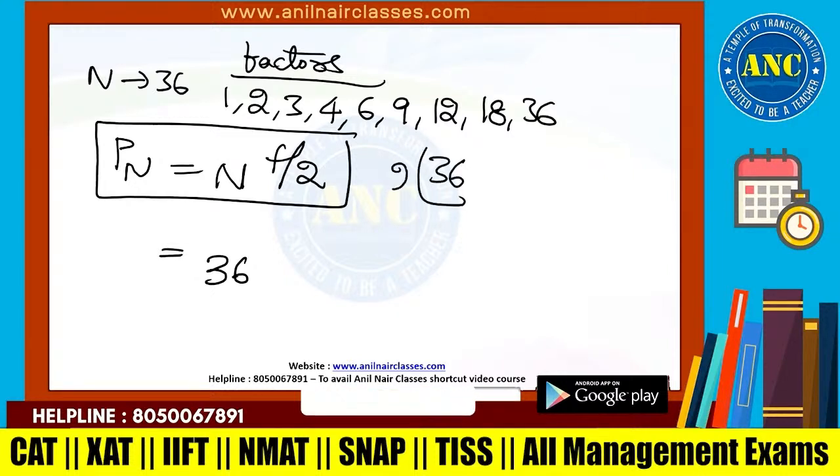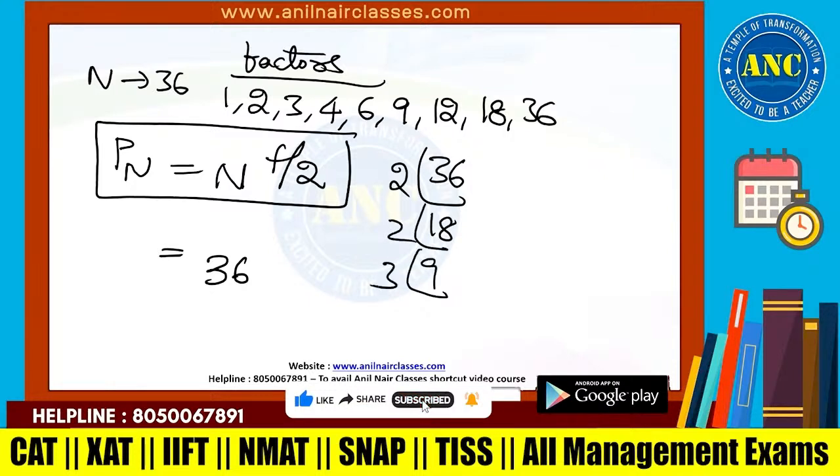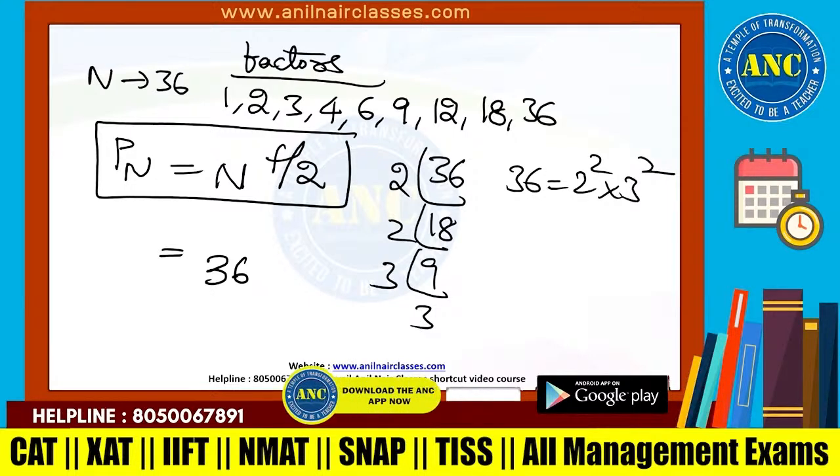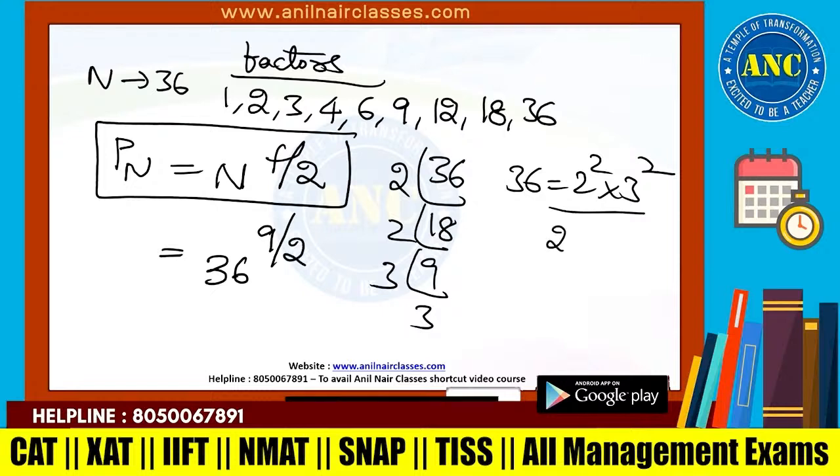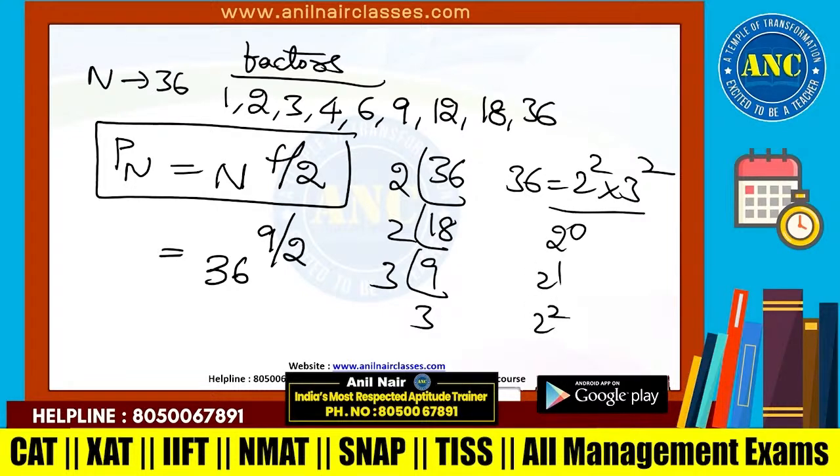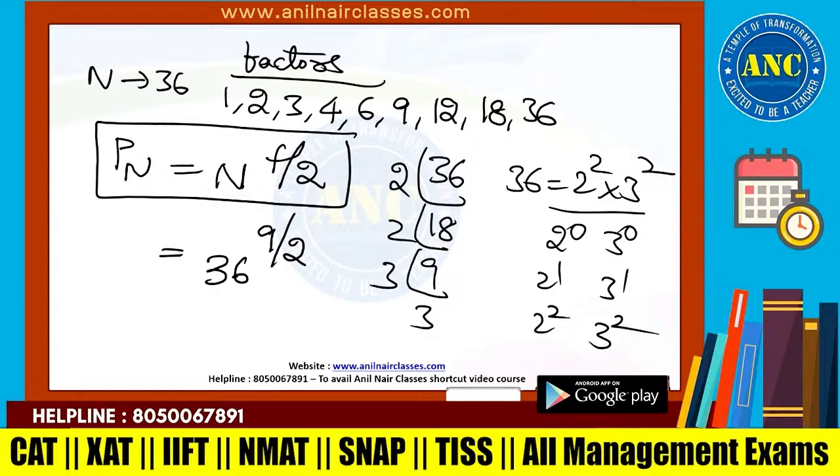36 is 2 square into 3 square. The number of factors is 9. How is it 9? 2 power 0, 2 power 1, 2 power 2, and 3 power 0, 3 power 1, 3 power 2. So the product is 36 power 9 by 2.